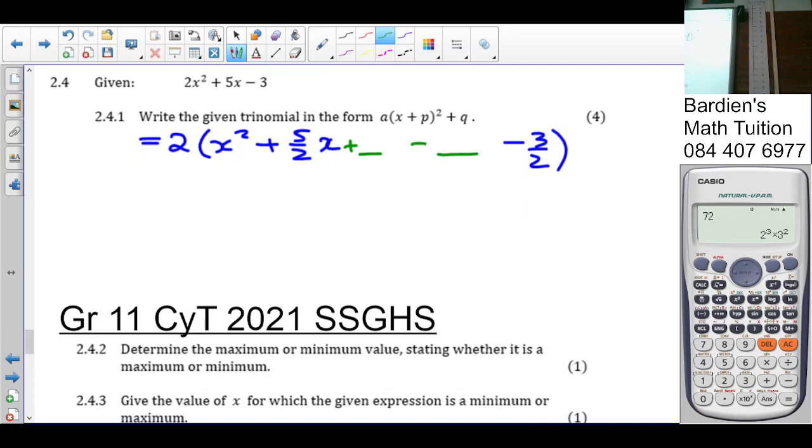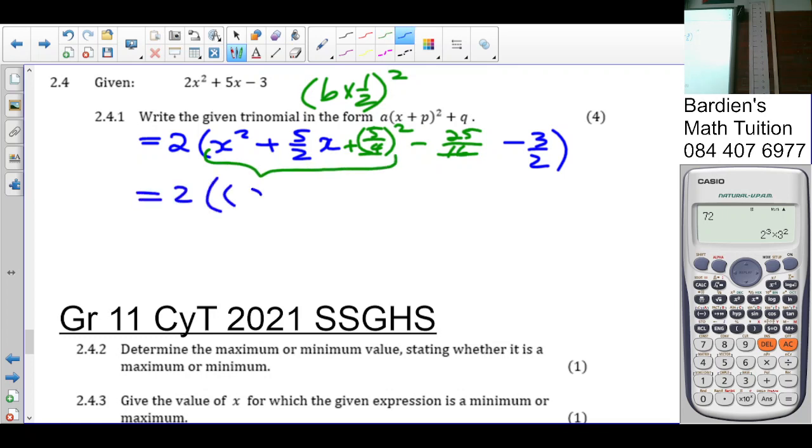And what's the number in this question? It's b times a half, and it must be squared. What's my b in this case? 5 over 2. 5 over 2 times a half is 5 over 4. Squared is 25 over 16. And it's a perfect square trinomial.